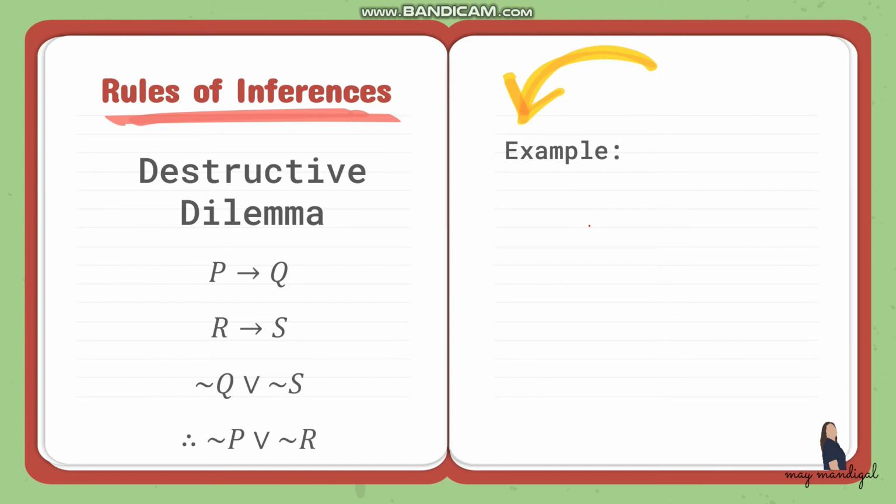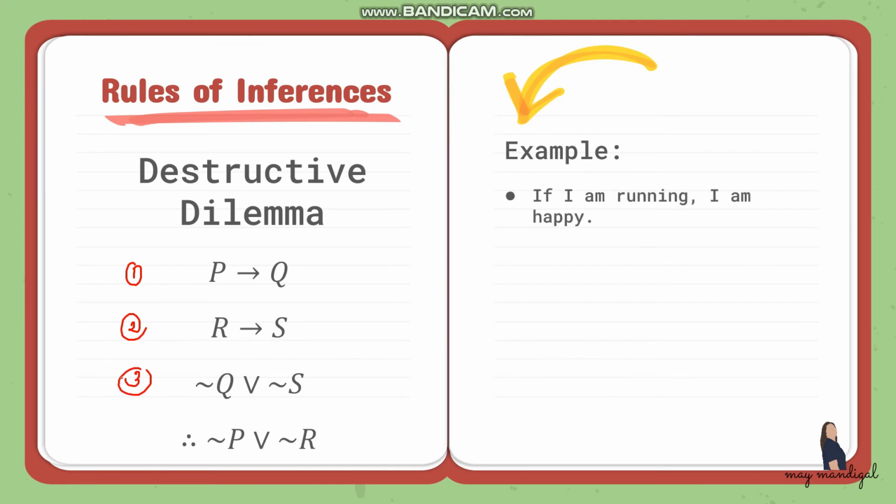And lastly, for the destructive dilemma, we again have three premises. The first two are implications, same as with the previous example, and the two are not connected. The third premise that we have here is not Q or not S. This means that either of the two consequents might not happen. So what does it mean? If the consequents are not true, therefore the antecedents should not be true as well. So that's why the conclusion is not P or not R.